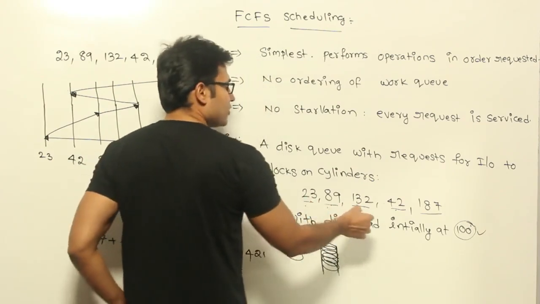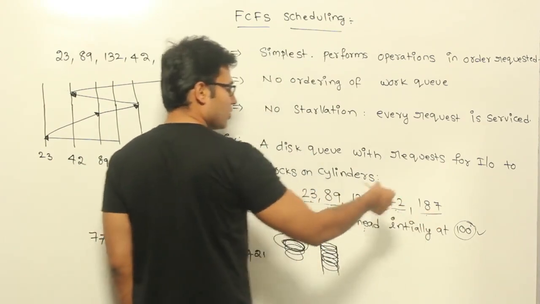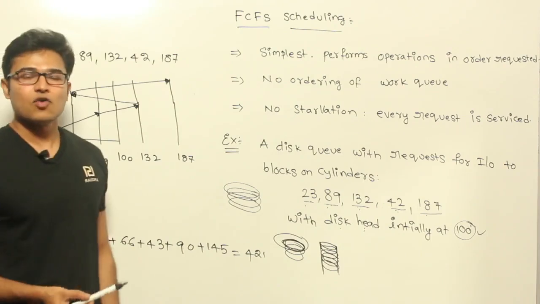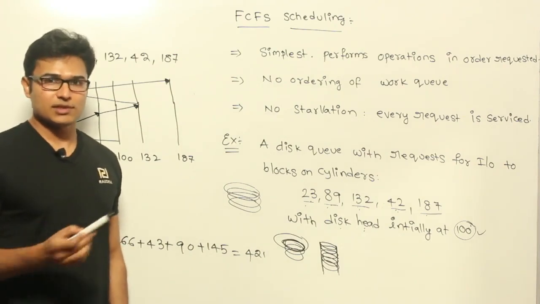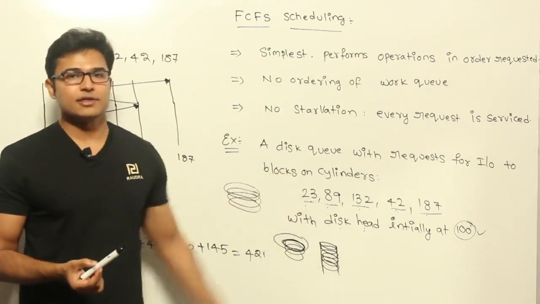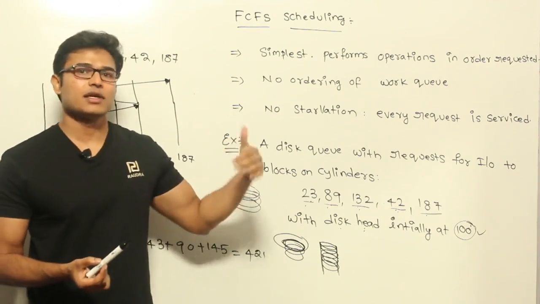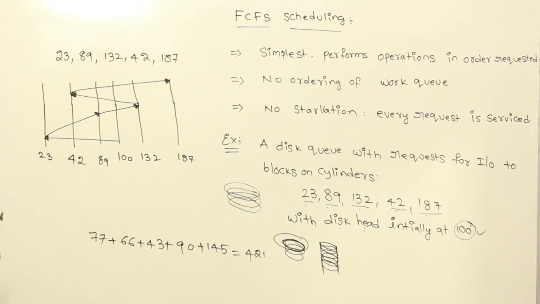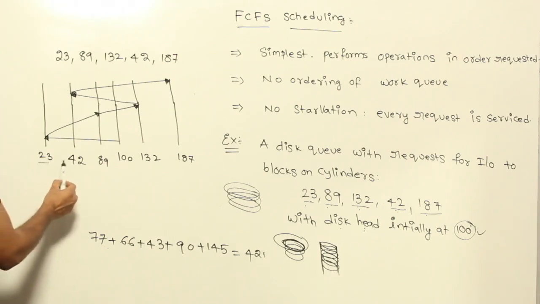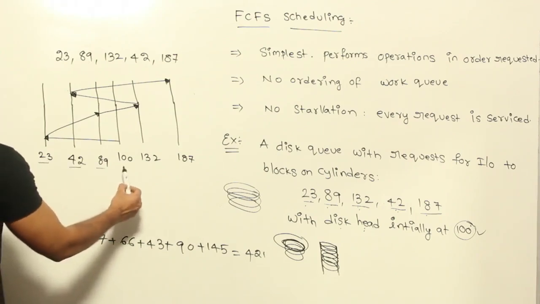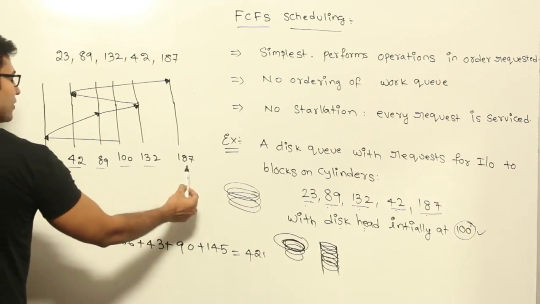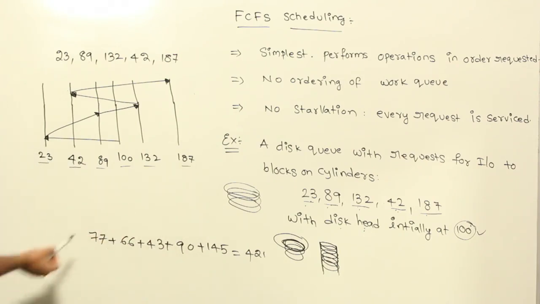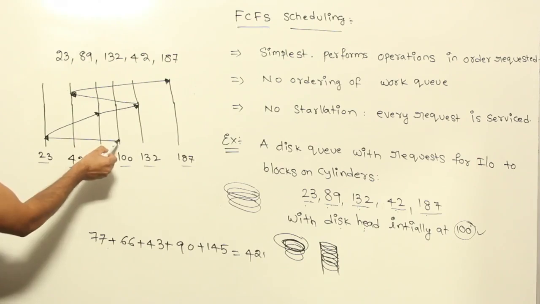Now if this is the order in which I get the requests, and if you are going to use FCFS, then how many cylinders are we going to cross in order to service all these requests? This is also called the read write head movement. Okay, now let's see this one. I'm putting all the cylinders in ascending order just to show you what is happening here. Let us say cylinder number 23 is here, and cylinder numbers 42, 89, 100, 132 and 187. Initially the read write head is at 100.